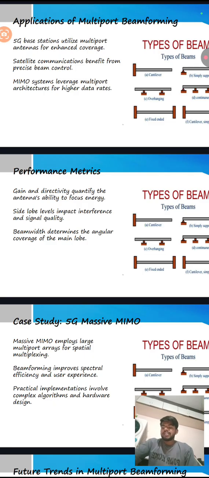Core concepts: weight vector design. Given a multiport antenna with N ports, you define the weight vector W equal to W1, W2, up to WN. Radiation pattern synthesis: the total far field pattern E of theta is formed from the weighted port patterns. By optimizing, you can maximize gain in the target direction, suppress side lobes, and achieve nulls in the direction of interference.